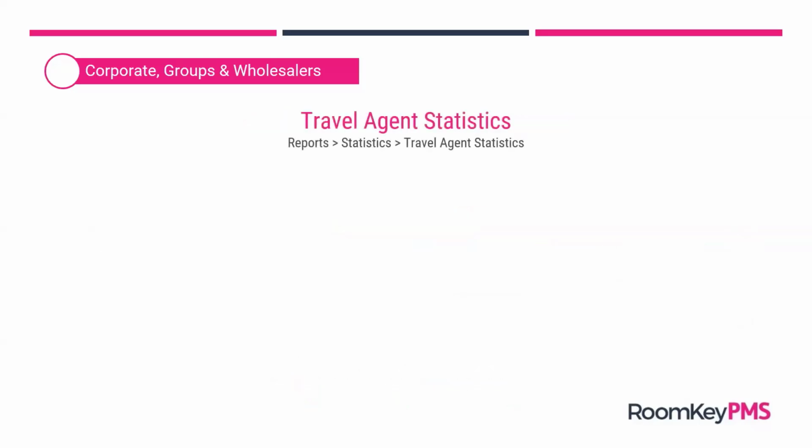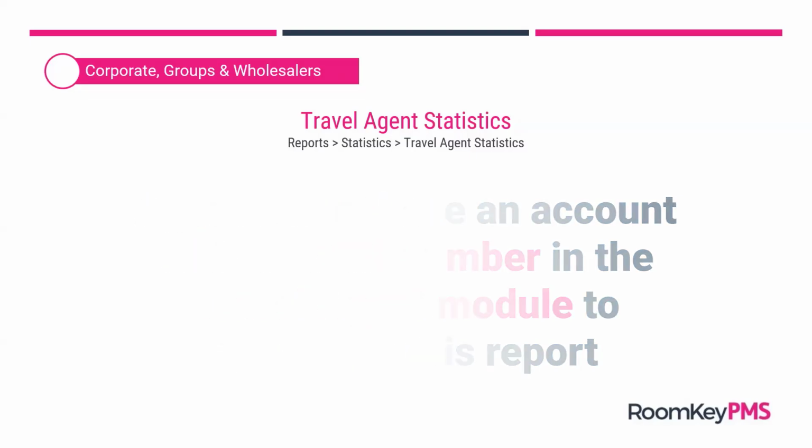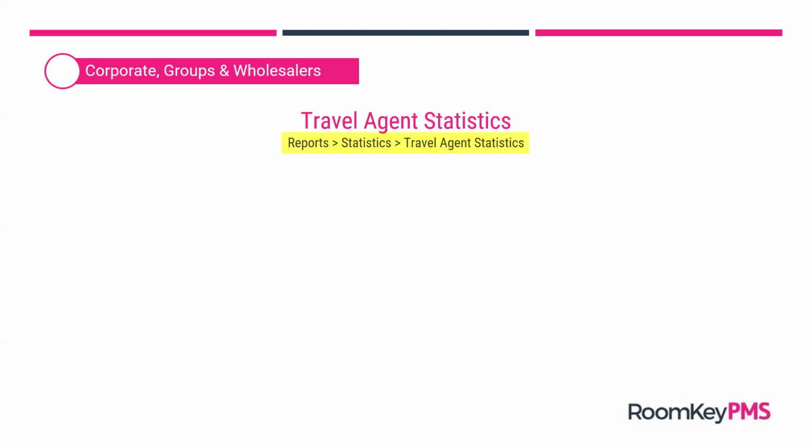Now, I have one additional report that we can generate that's not really a corporate group or wholesaler, but if you utilize the travel agent module inside Roomkey, meaning that you allow travel agents to book stays at your property on behalf of guests using their IATA number, they need to have an account set up inside the travel agent module in order to appear on these travel agent statistics. So this report is found in the reporting menu in the statistics section, and it's called Travel Agent Statistics.